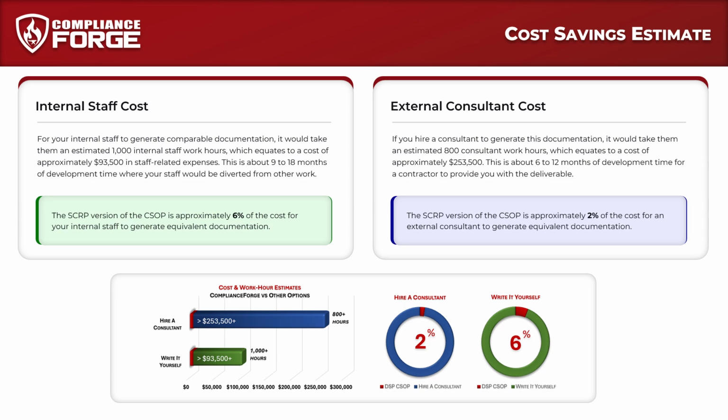The SCRP version of CSOP is approximately 6% of the cost for your internal staff and approximately 2% of the cost for an external consultant to generate equivalent documentation. The CSOP itself is $6,400.